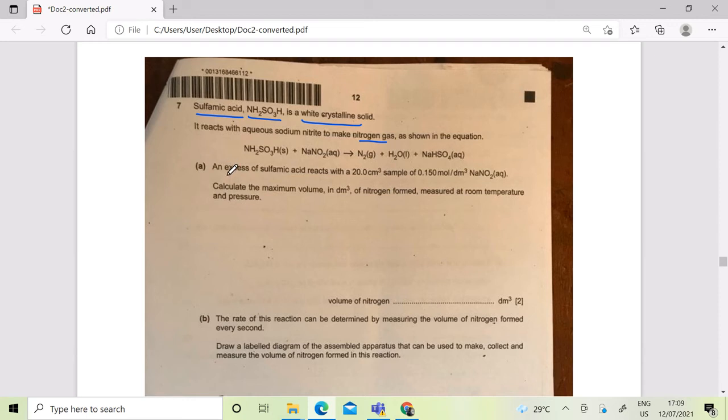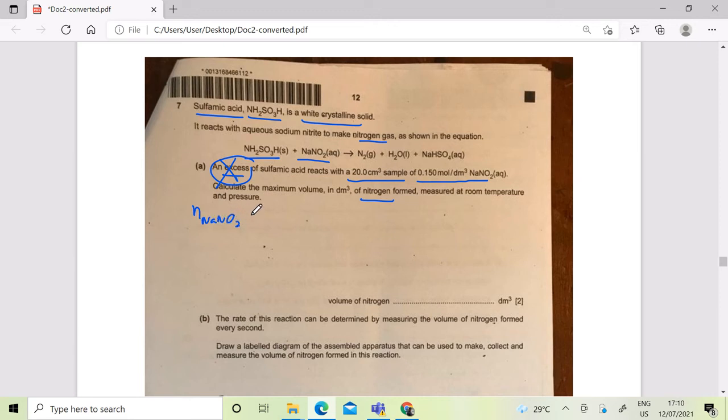Right. So what is the question? An excess of sulfamic acid reacts with a 20 cubic centimeter sample of 0.15 molar sodium nitrite. Calculate the maximum volume of nitrogen formed. As the sulfamic acid is in excess, disregard the excess reagent, we'll go for the limiting reagent. So we'll first find the number of moles of sodium nitrite.